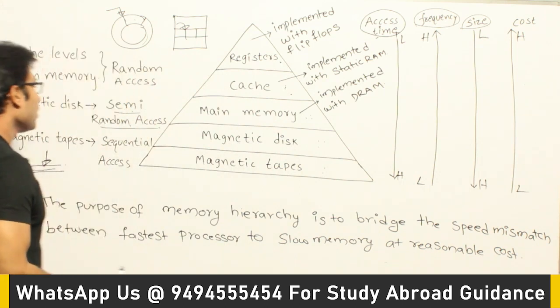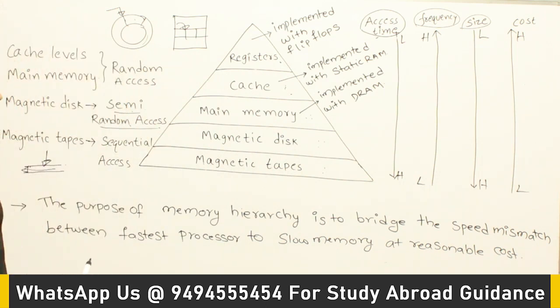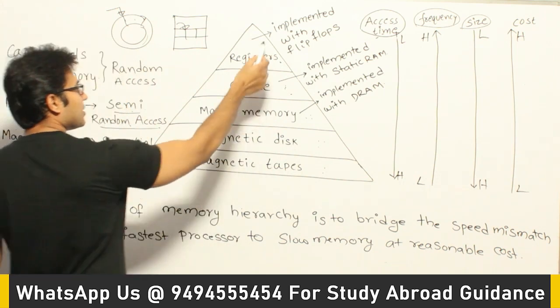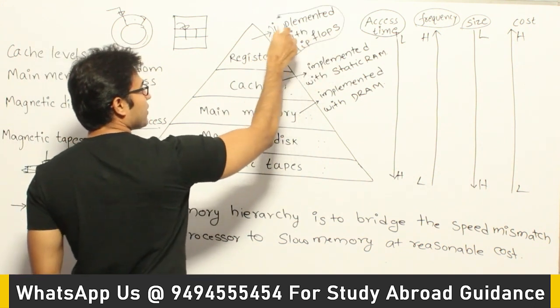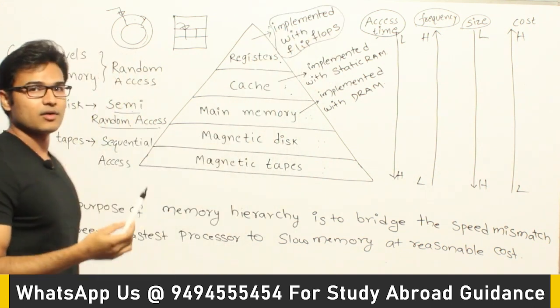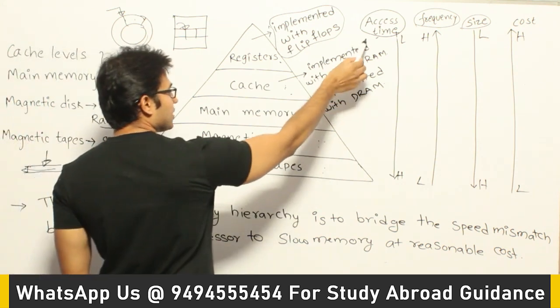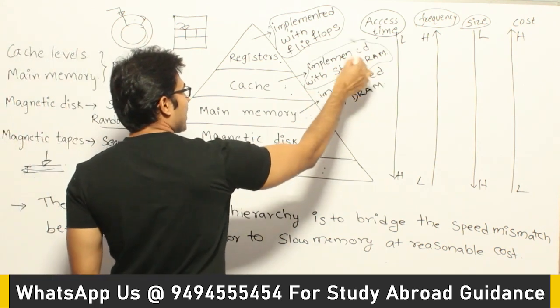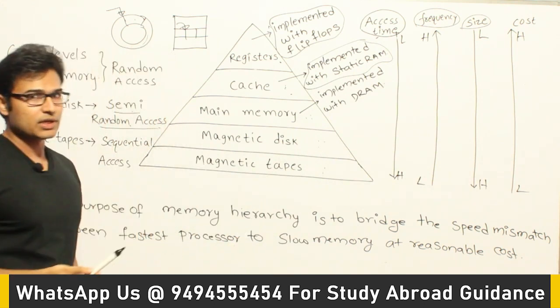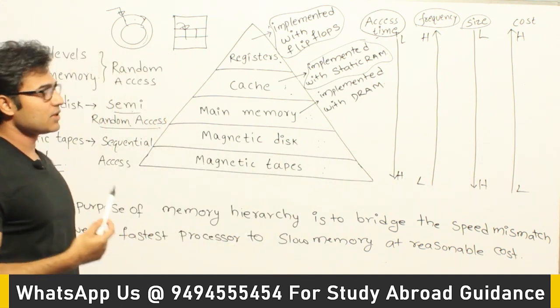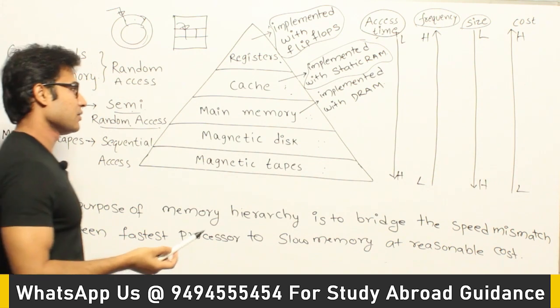Got it? Okay. And now if you see the implementation, registers are implemented with flip-flops, and flip-flops we have discussed in digital. What is a flip-flop and how to build it. And cache is implemented with static RAM, and we have discussed RAM to some extent, right? But more details are not required. Whatever is required we discussed in digital.